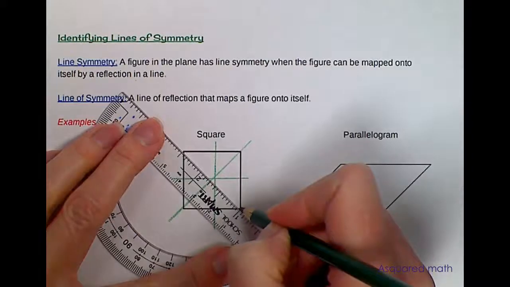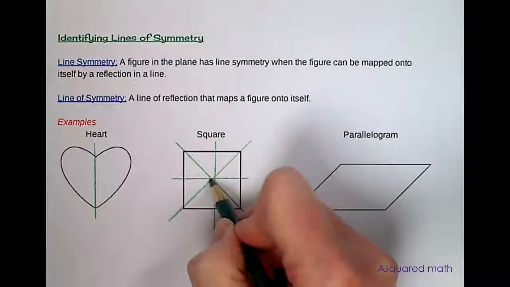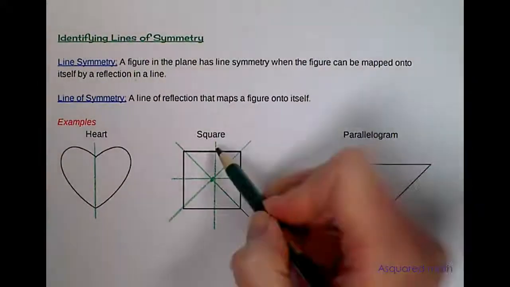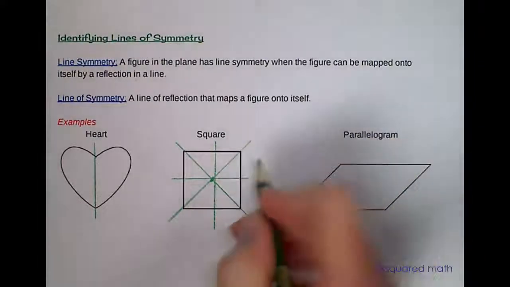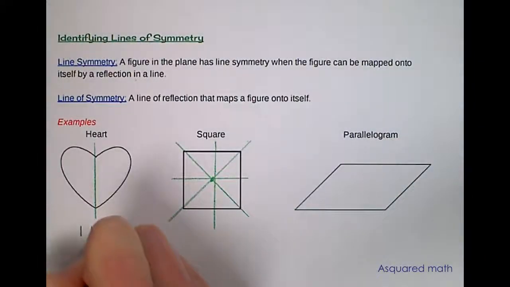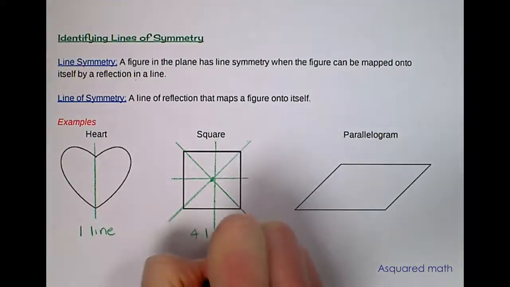And if we do the exact same thing for the opposite corners, we have that there. Lines of symmetry should all go directly through the middle, but I drew this one slightly off center. So there's 4 lines of symmetry. So here for the heart we have 1 line, 4 lines for our square.